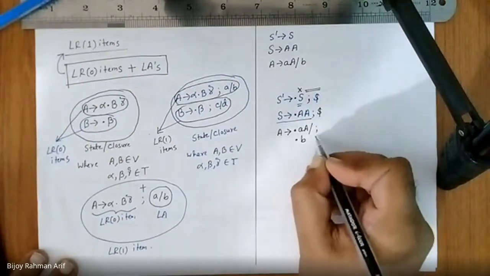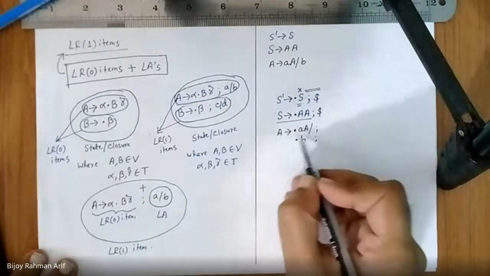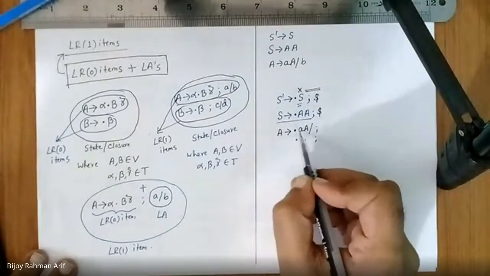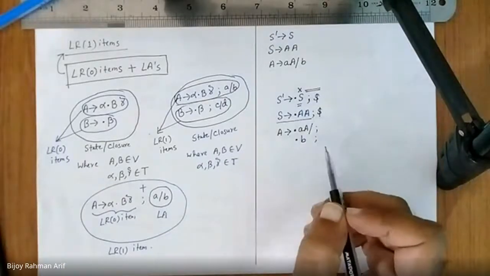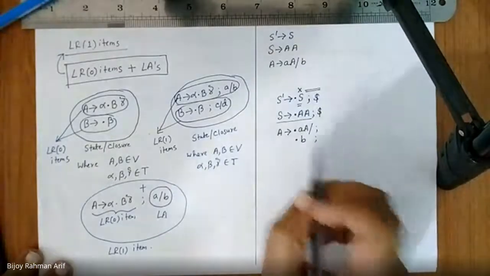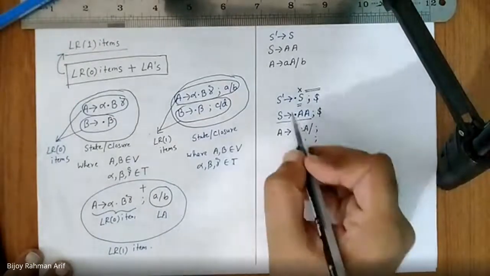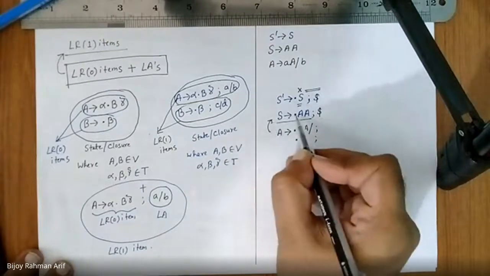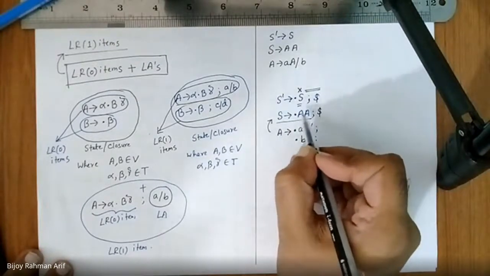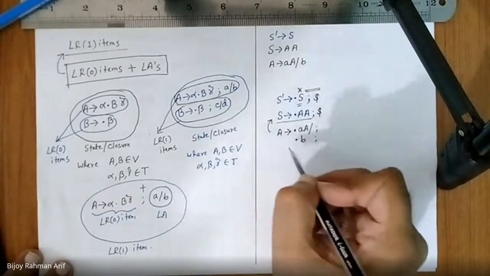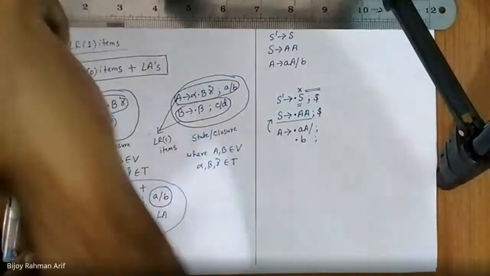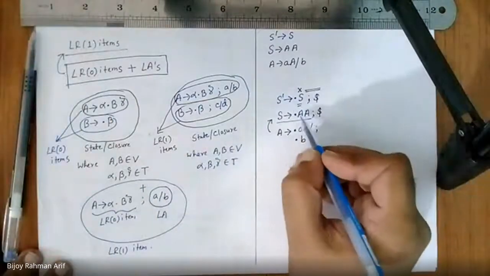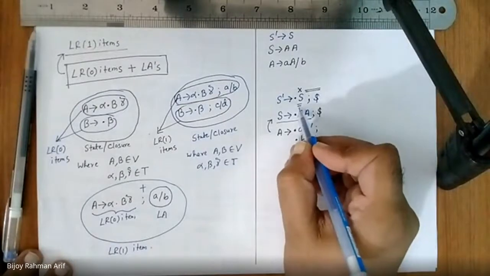Am I right? So why did you add this product? Capital A derives small a A or b. Why did you add this item? Because after this closure, go to the previous step. What is just after this closure? There is a capital A. That's why I have added this one. So what would be the lookahead for this? You go to the previous step, you add this product because of this A. So discard this A.